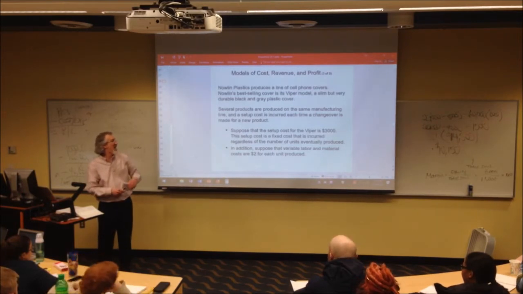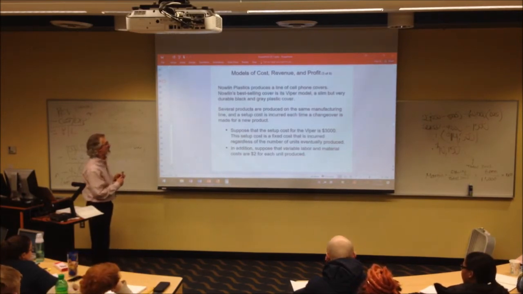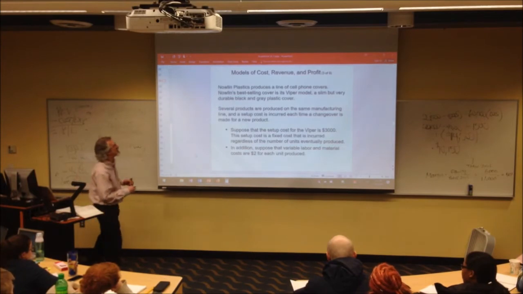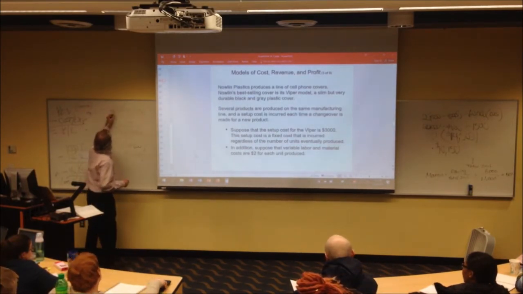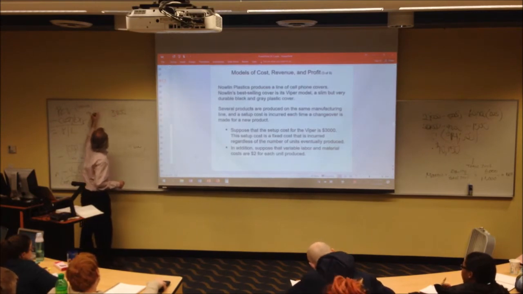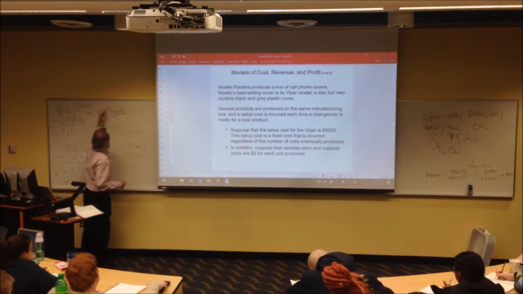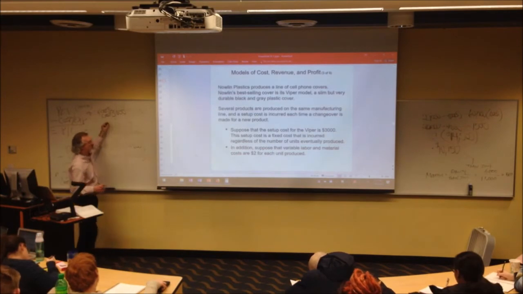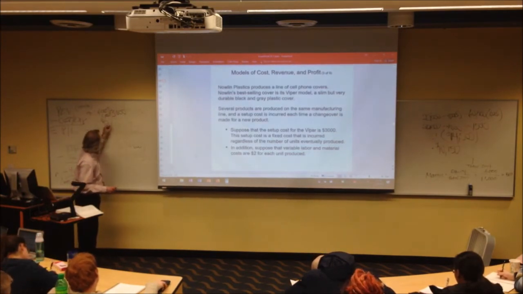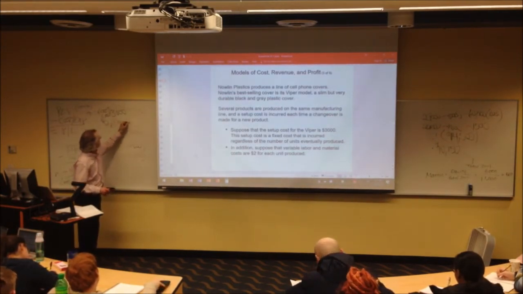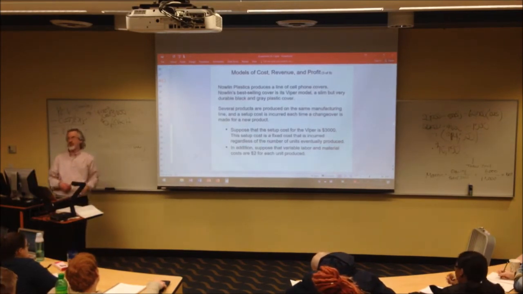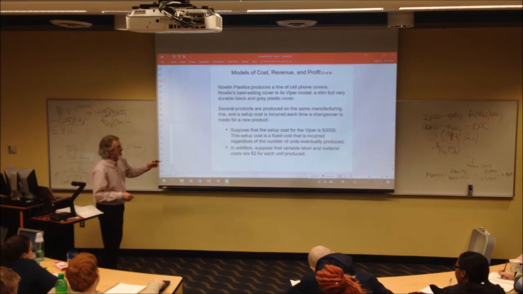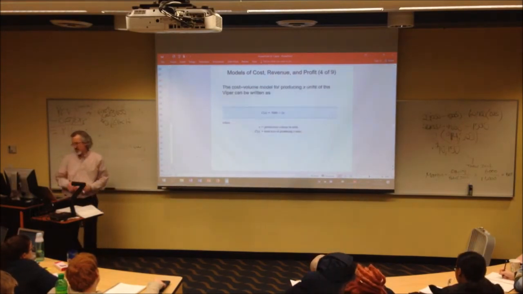In addition, suppose that, here we go, variable labor and materials cost $2 each. Does it tell us how much we sell it for? No, but we have something here. 3,000 is our fixed cost. And then we have another cost of $2 for each unit made, whether it's labor, material, time, whatever it is. Right? So now, next.